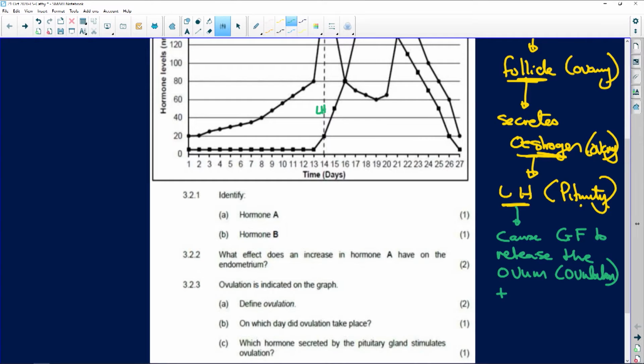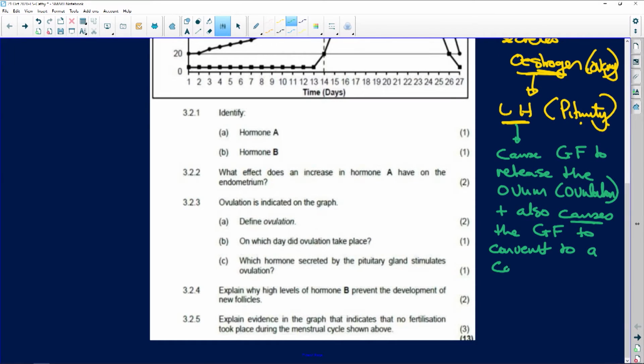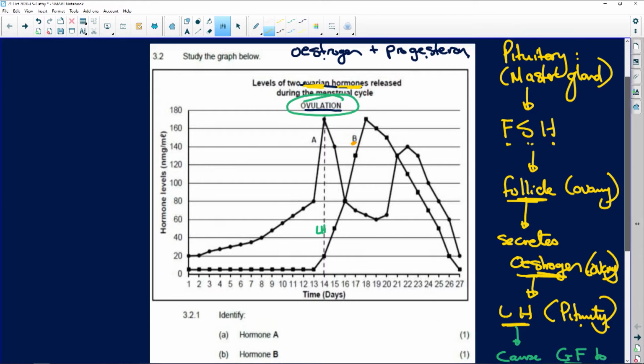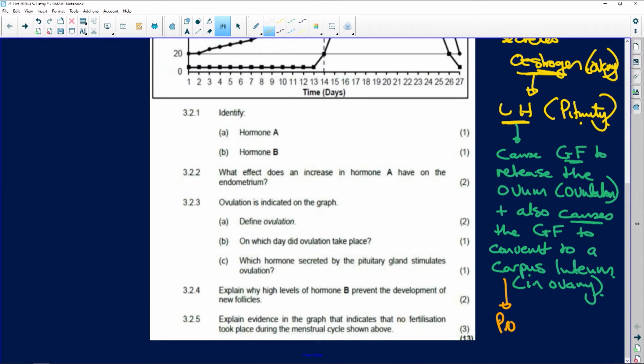And the luteinizing hormone also causes, you see causes because it's a hormone, the Graafian follicle to convert to a corpus luteum. Okay, and this corpus luteum is in the ovary. Just like the follicle was in the ovary, the corpus luteum is in the ovary. And what does the corpus luteum secrete? The corpus luteum now secretes this hormone B, and that hormone B is going to be progesterone. And that's why it's an ovarian hormone.